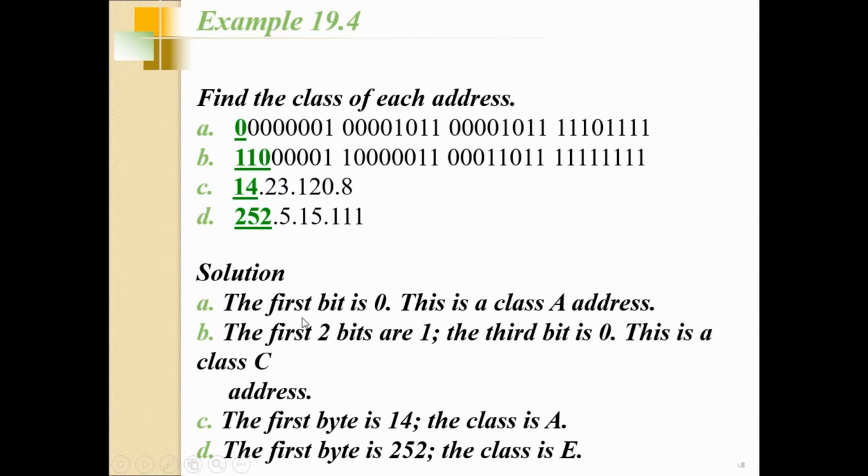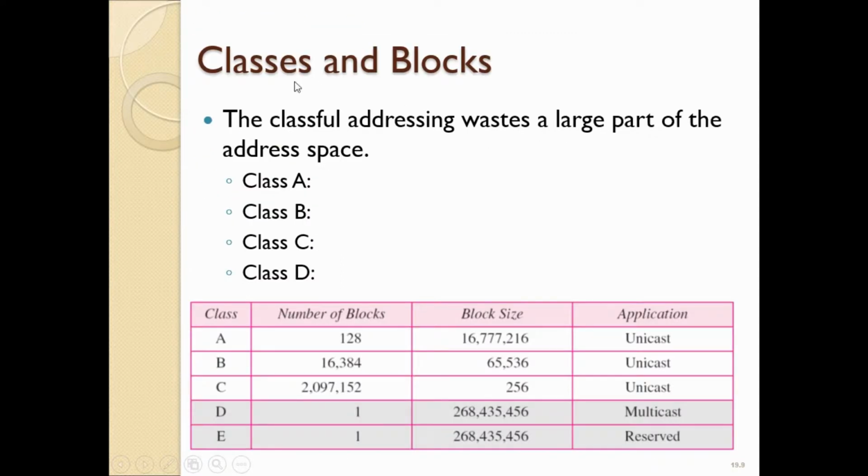For dotted decimal notation, we have the first octet as 14. So this belongs to class A. 252 belongs to class E. Moving on. Classes and blocks.